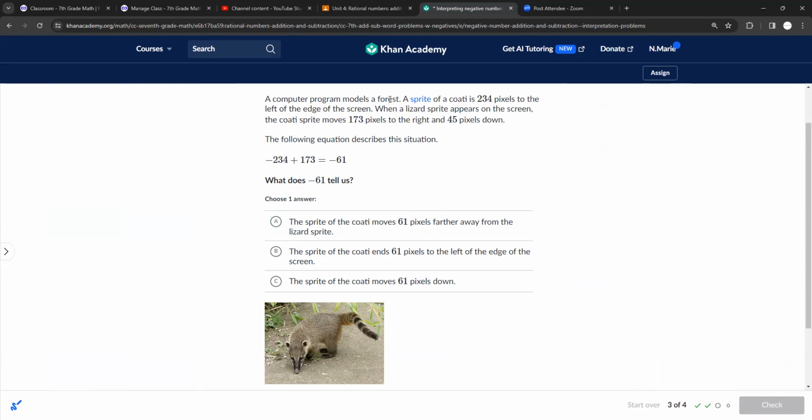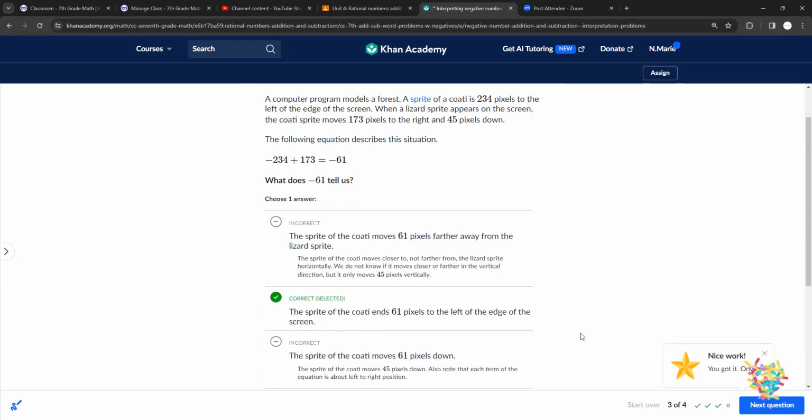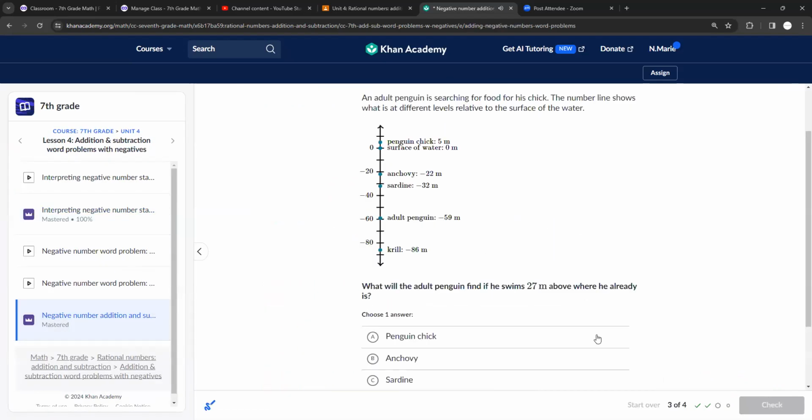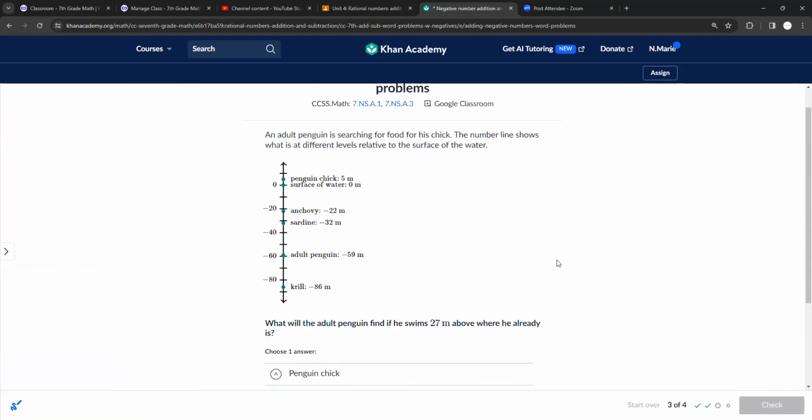A computer program models a forest. It's 234 pixels to the left of the edge of the screen. When a lizard sprite appears on the screen, the Cody sprite moves 173 pixels. So it was to the left, and then it moved to the right. And now it's still to the left of the screen, negative 21. So we're just interpreting this into words. It's always good to improve our reading comprehension.